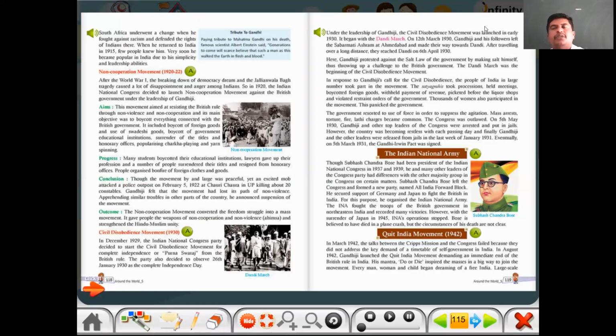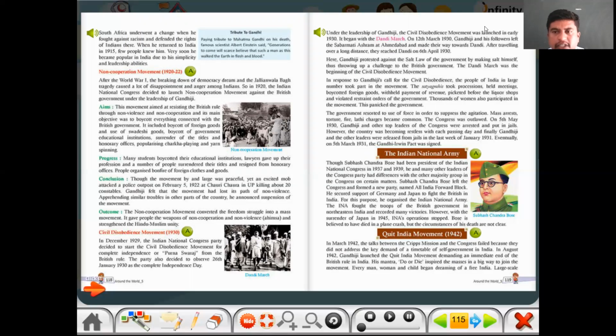Dear students, we shouldn't forget the efforts of Subhash Chandra Bose and all the revolutionaries in getting freedom. They also struggled a lot, and they created fear in the Britishers. Though Subhash Chandra Bose had been president of the Indian National Congress between 1937 and 1939, he and many other leaders of the Congress party had differences with the other majority group in the Congress, right?